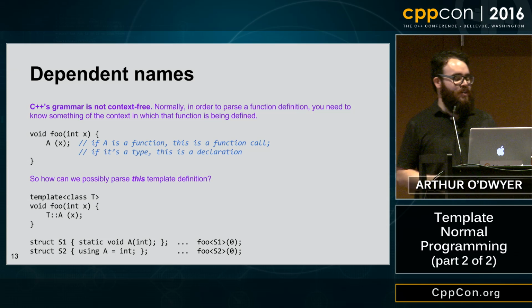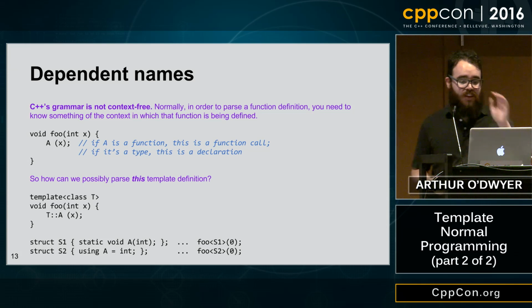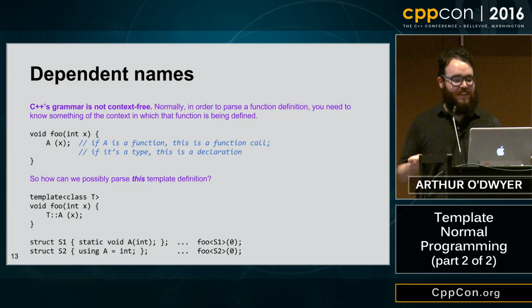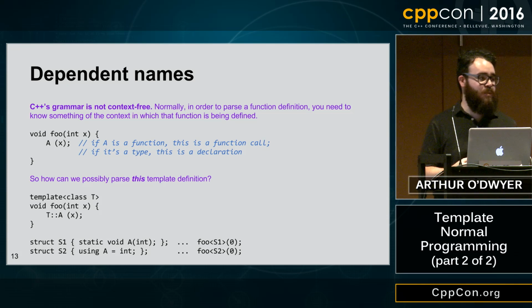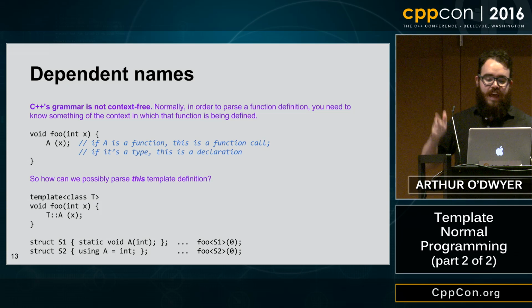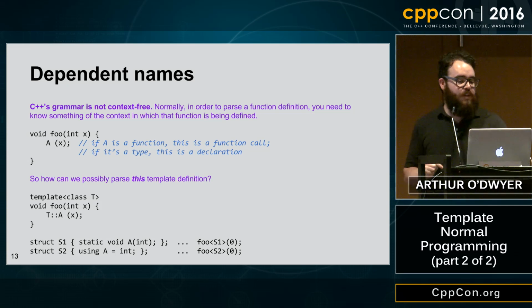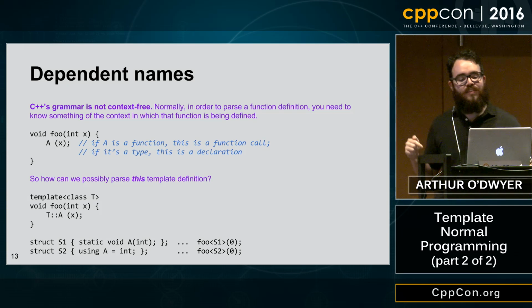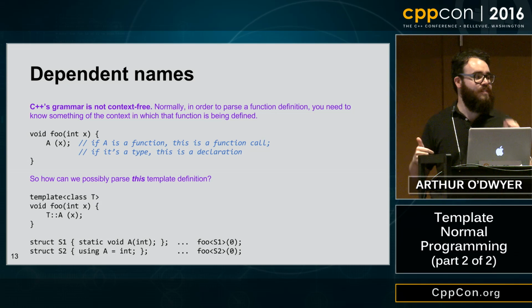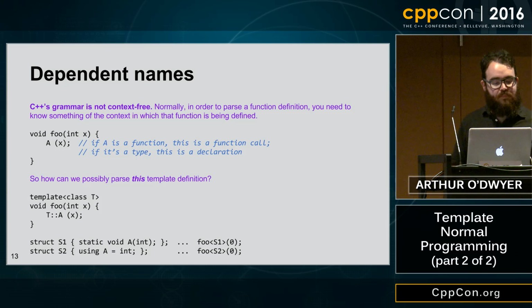C++'s grammar is not context-free. Normally, context-free grammar is one of these CS terms that you don't really need to know. But in order to parse a function definition, you actually need to know something about the context in which that function is being defined. Namely, in this example, is A a function or a type? If A is a function, then A of x is a function call. If it's a type, then this is like int x, right? If A is a type, I'm just declaring x to be of type A.